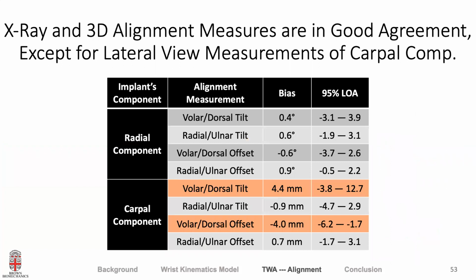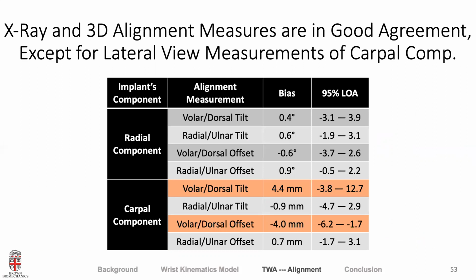First, we validated our radiographic measurements using the 3D models. And we saw that the radiographic measures have a limit of agreement of less than 3 degrees and 3 millimeters, except for the measures of carpal component in the lateral view, which are shown in orange here. And the lateral view of the wrist in X-ray is heavily occluded because metacarpals overlap with each other, and it is hard to find the best orientation for the third metacarpal.